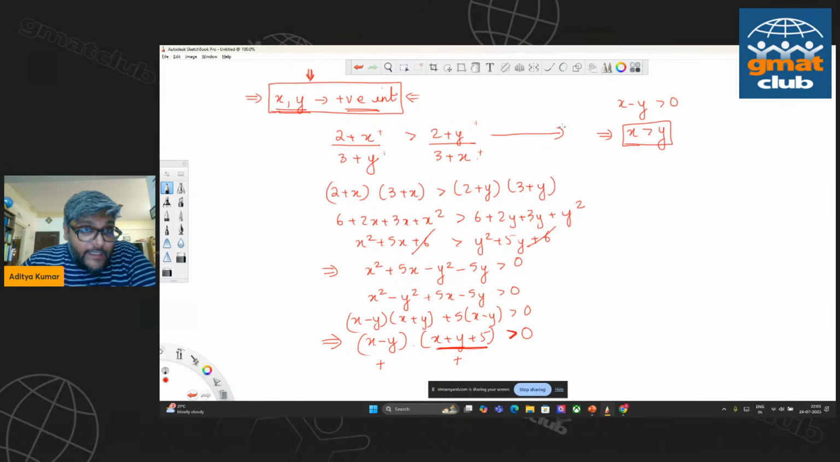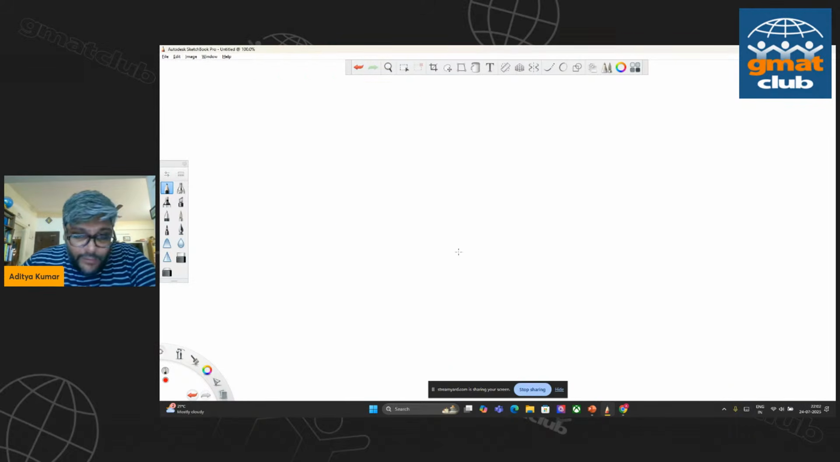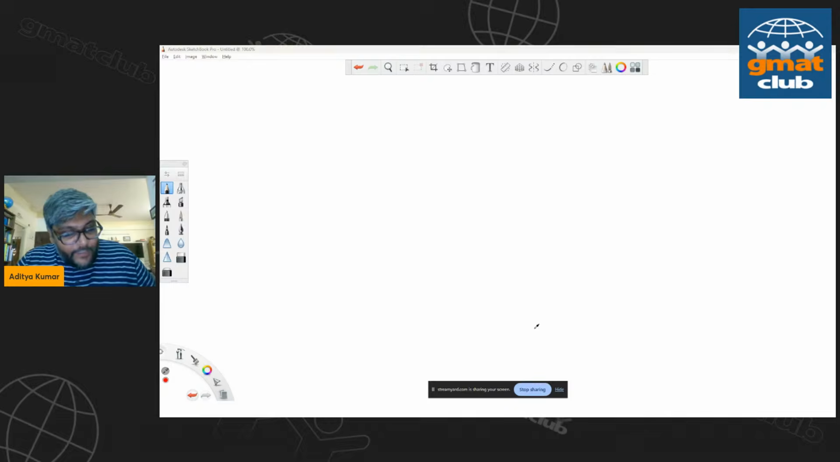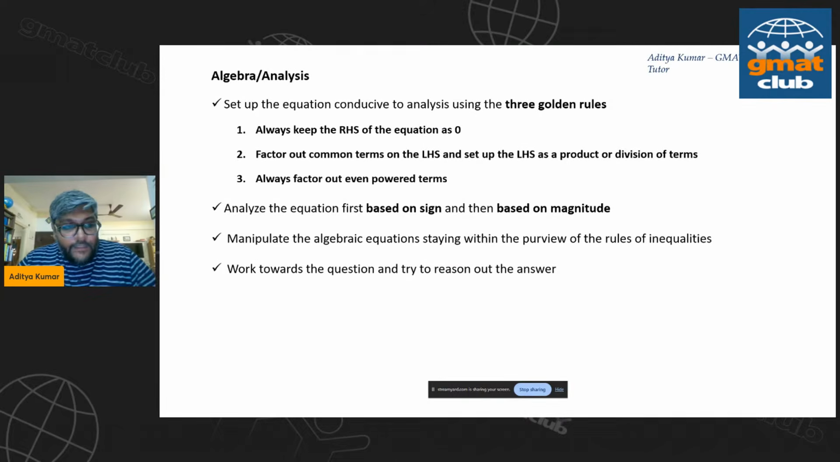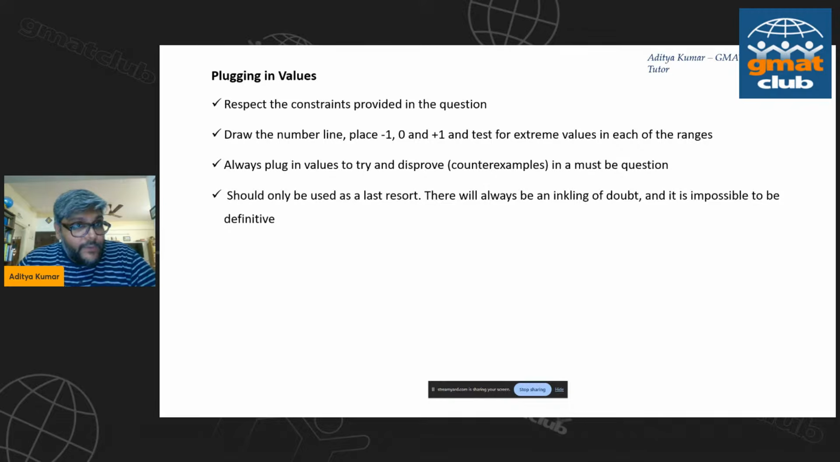Got it? So remember, it's very important when you're working with inequalities to use an algebra and analysis process. Algebra is one that takes priority because it sets things up for you to analyze, right? 3 golden rules to set things up. Got it? Okay, so let's look at some questions.